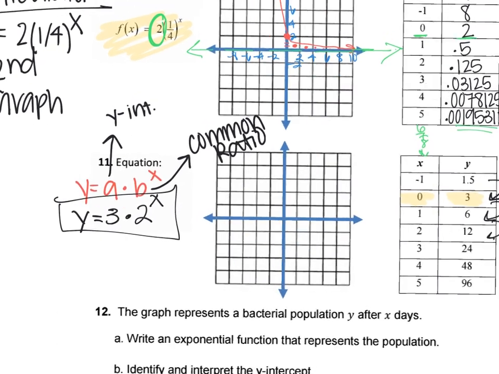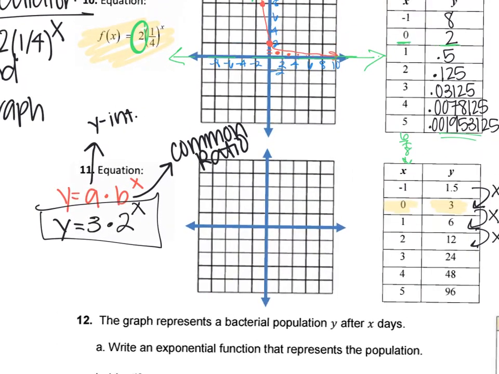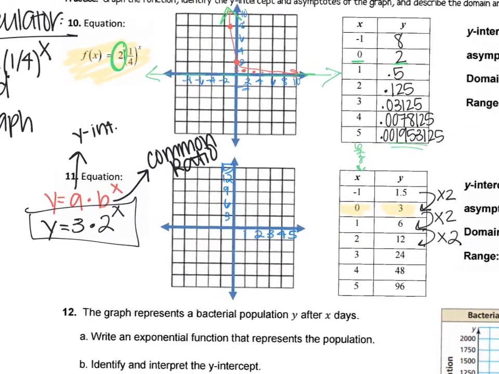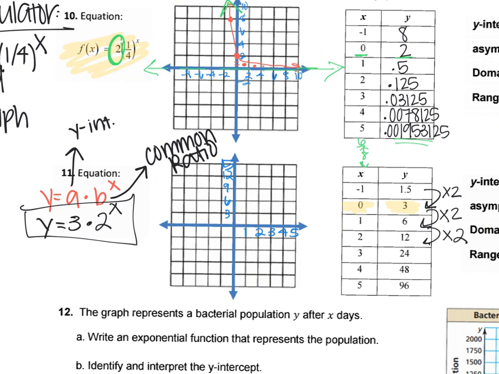If we go to graph, let's do 1, 2, 3, 4, 5, and let's count by 3s. 3, 6, 9, 12, 15. I'm just going to graph these points. So at negative 1, I'm at 1.5, so somewhere right there. At 0, I'm at 3. At 1, I'm at 6. At 2, I'm at 12. At 3, I'm way up here at 24.